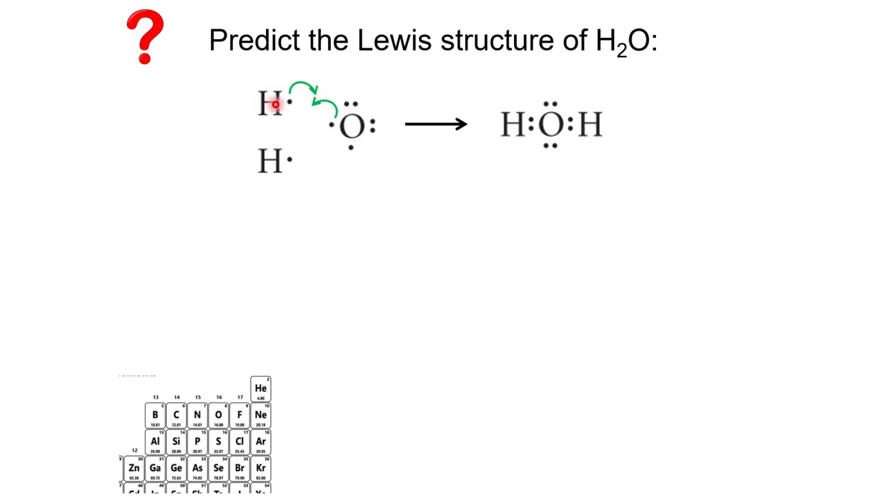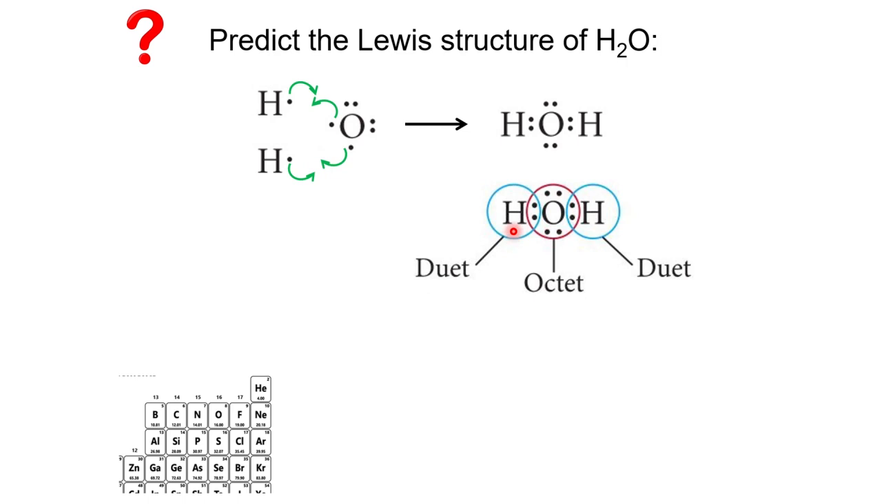So let's use our little arrows. We push our electron here and this one here to form a bond. And this electron gets pushed here and this here to form a bond. So now we have our octet and our duets. And these here are called bonding pairs, and these are called lone pairs.